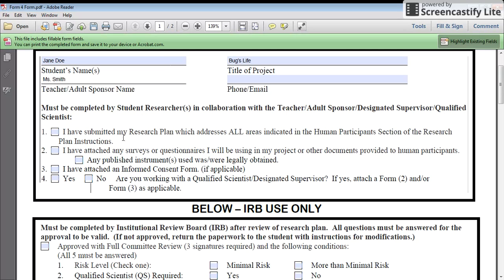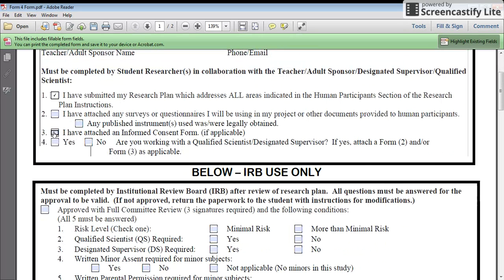It asks if the student submitted the research plan, which addresses all areas indicated in the human participant section of the research plan instructions. It asks if the student has attached any surveys or questionnaires. It also asks if the student is using any published instruments, which are usually validated questionnaires or attitudinal surveys, and if they were legally obtained. Number 3, it's asking if the student has attached an informed consent form. That is part 2 of this form.